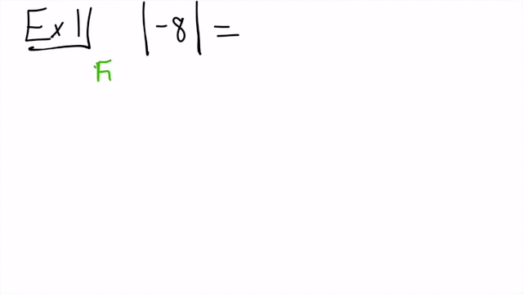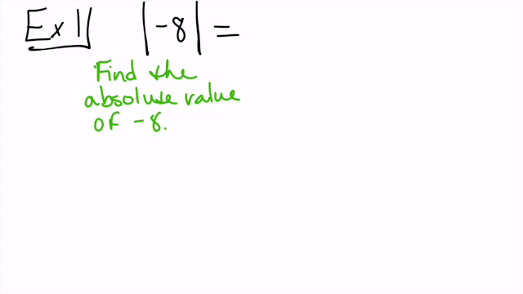Example number 1. So here's what absolute value looks like, okay? 2 bars, and in the middle of 2 bars, you're going to have an integer. So let's say -8. All right, and you have your equal sign. So let's say that this is what's in front of you. Well, what they're asking you to do is they're asking you to find the absolute value of -8. That's what you're supposed to do.